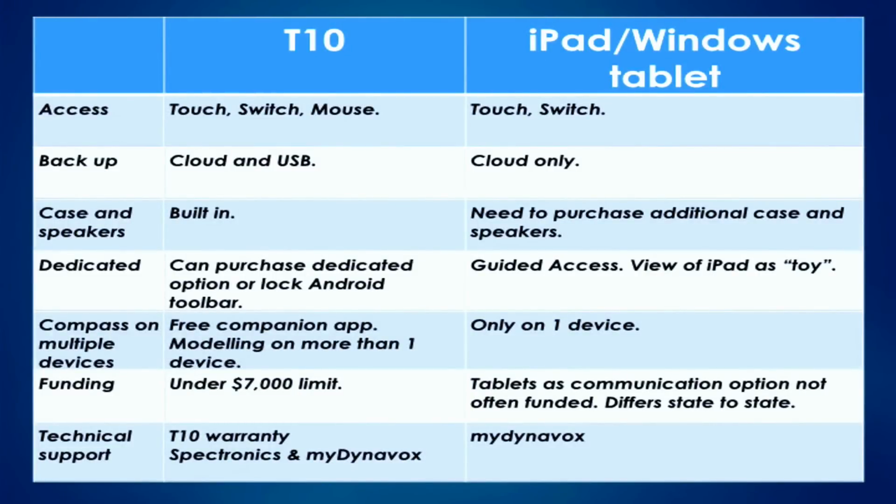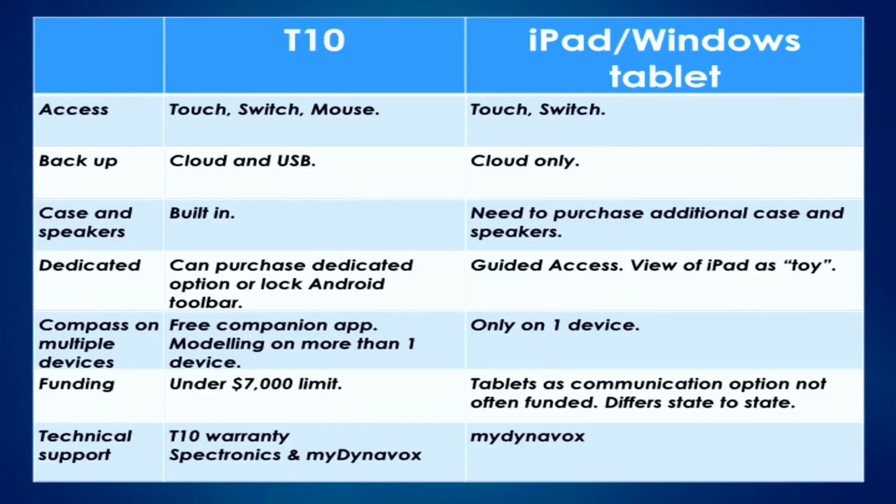Now, a lot of people have been asking me, what are the differences between using a T10 device, or why would you necessarily have the Compass app on an iPad or Windows tablet? And so I've done a little bit of a comparison here. This is for within Australia. So some of these things might help in your decision-making process.